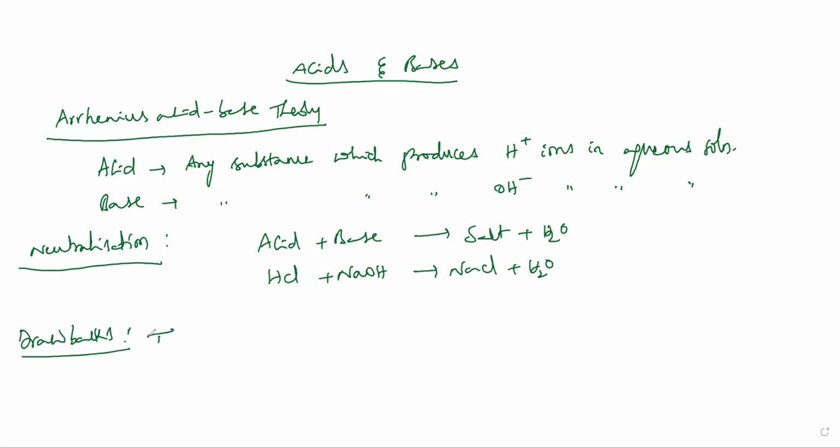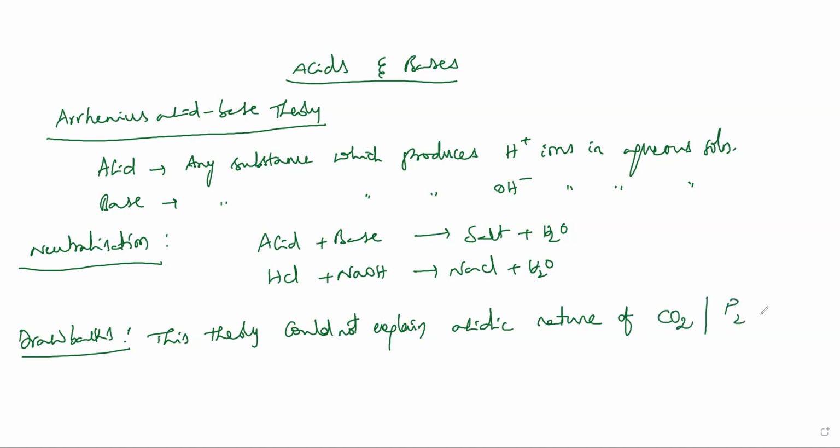Okay. Now, this theory could not explain the acidic nature of CO2, P2O5, Cl2O7. So all these are acidic compounds, but why they are acidic, there is no proper explanation given by Arrhenius. The next theory was proposed by Bronsted. So Bronsted-Lowry acid-base theory.